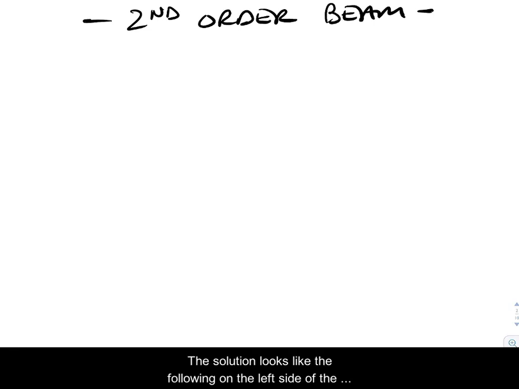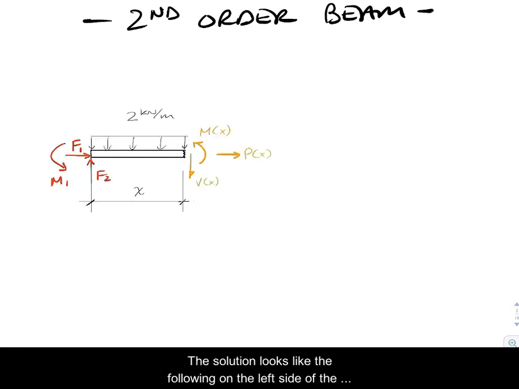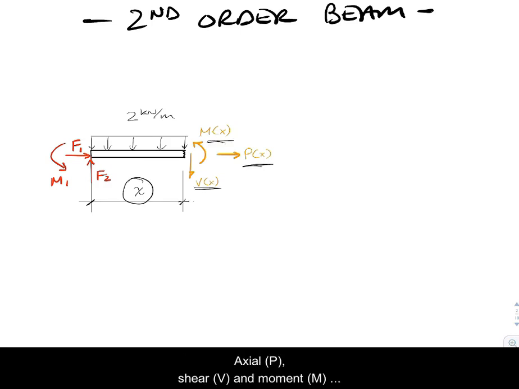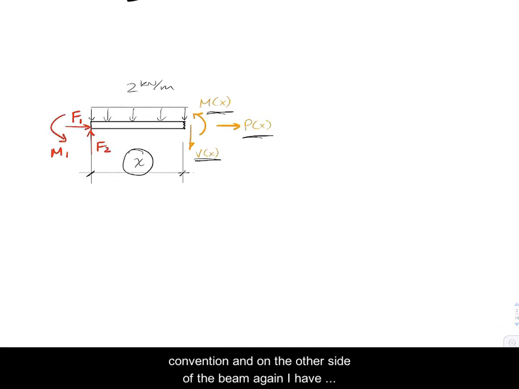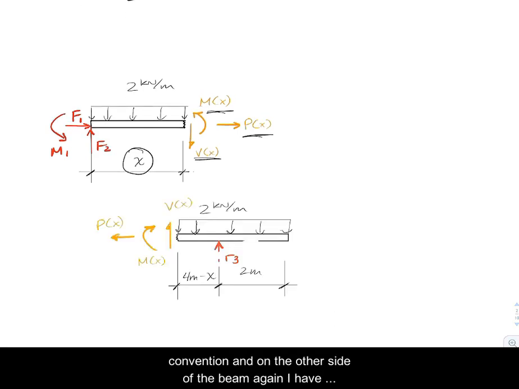The solution to that looks like the following. On the left side of the beam, again at a distance x, what I've exposed are all the internal forces. Axial, which is P, shear is V, and moment M. And these all adhere to our beam equation sign convention. And on the other side of the beam, again, I have the same internal forces, just equal and opposite. And what I have left is 4 meters minus x, and also my 2 meter overhang.